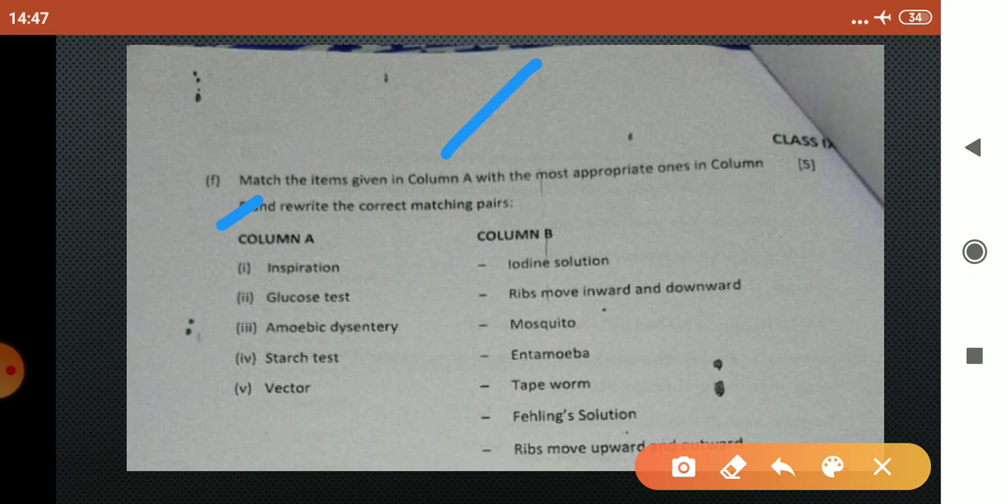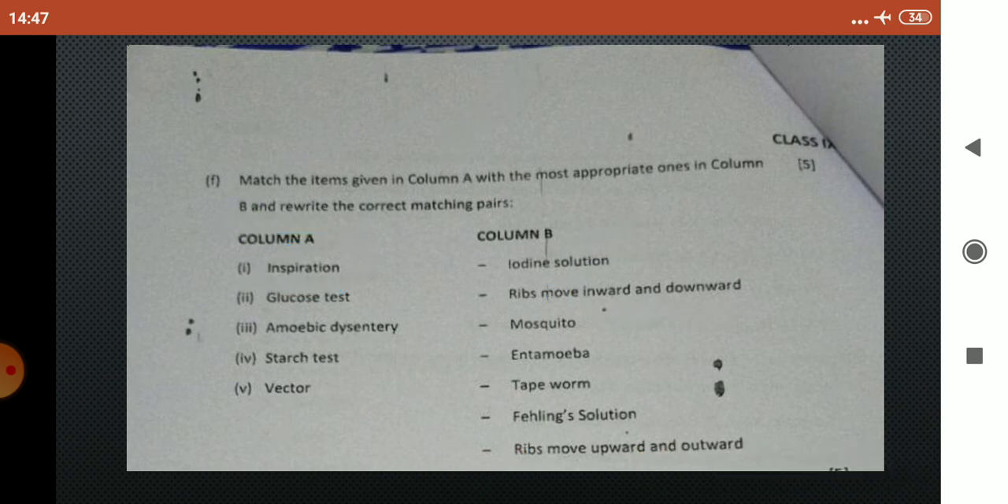So children, inspiration. I have to search for the options now. In inspiration the ribs move upward and outward; the ribs move inward and downward in the case of expiration. So the answer will be ribs move upward and outward. So I will write here 1.